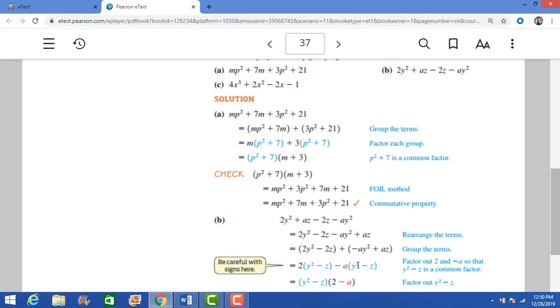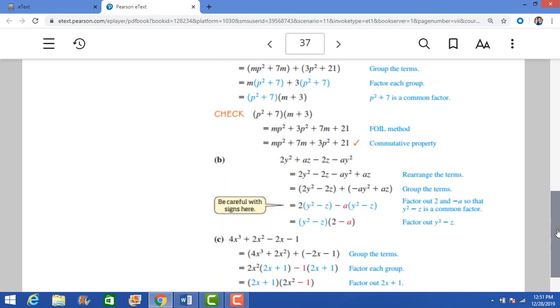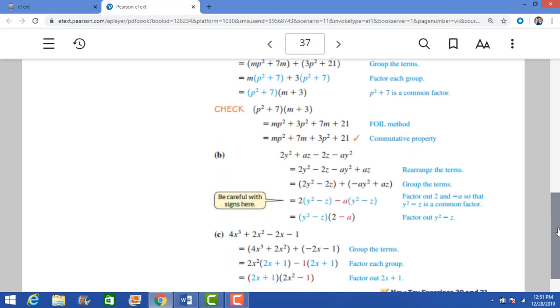So now we can factor out another common factor of y squared minus z, and then we get our final answer of y squared minus z times the quantity 2 minus a. And again, you could always multiply it out to verify that you did get the correct answer.